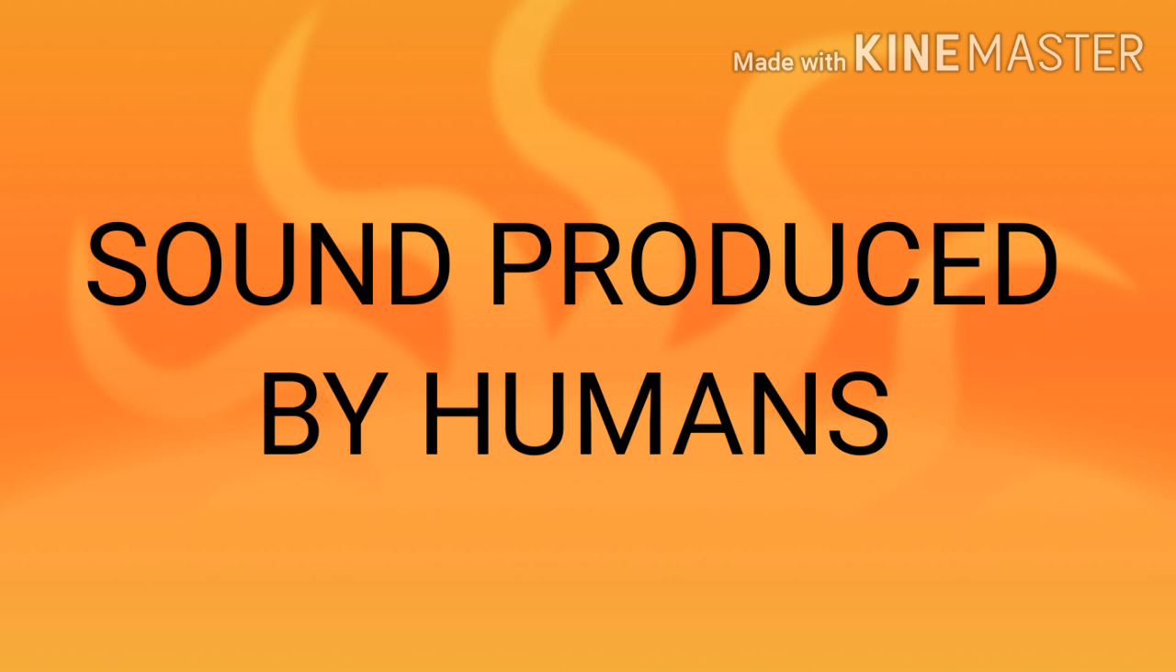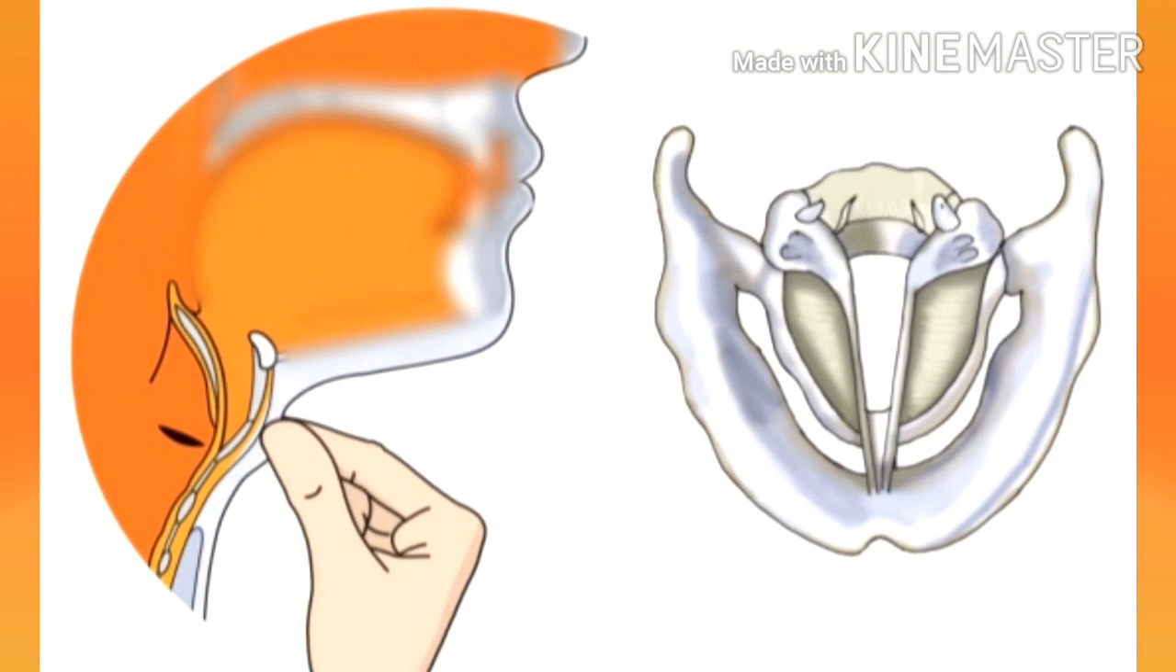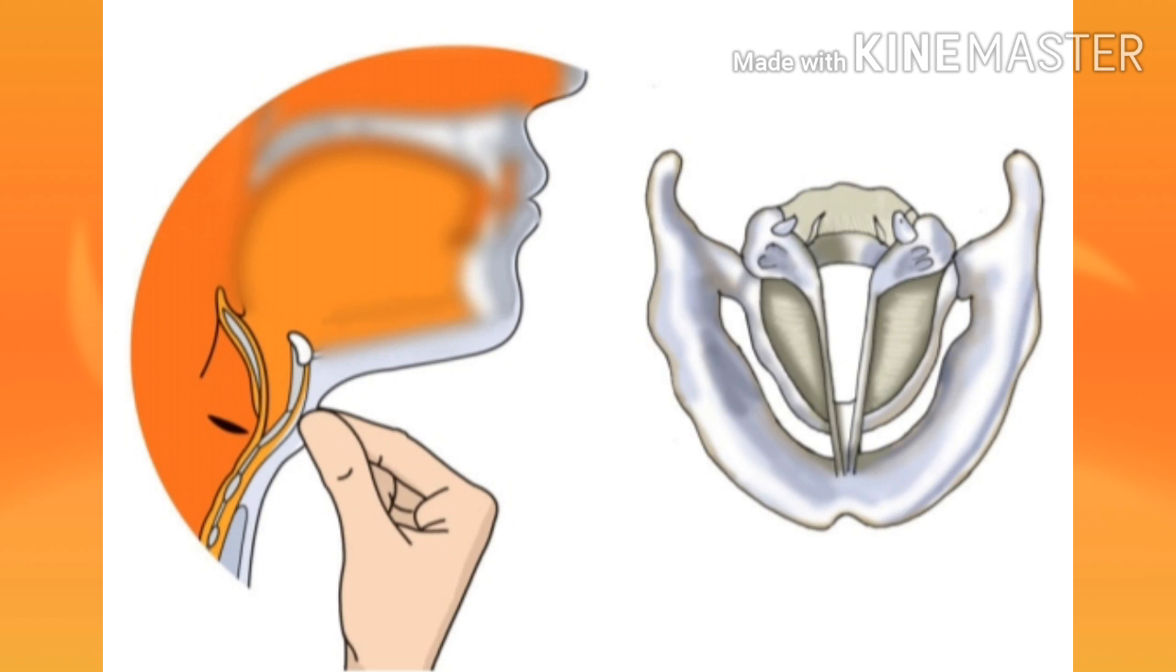So now we will start the next bit of the topic, that is sound produced by humans. In this we are going to discuss how humans are able to produce sound. So see, speak loudly for a while or sing a song or buzz like a bee. For this what we have to do? We have to put our hands on our throat. Okay, just put your hand on your throat as shown in the figure.